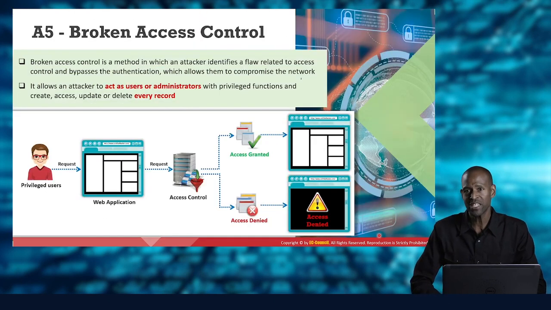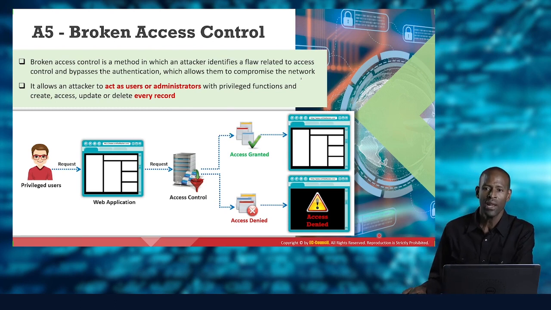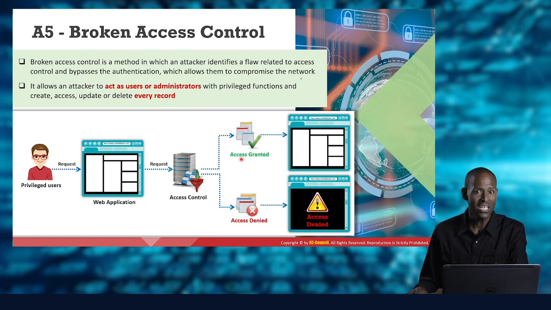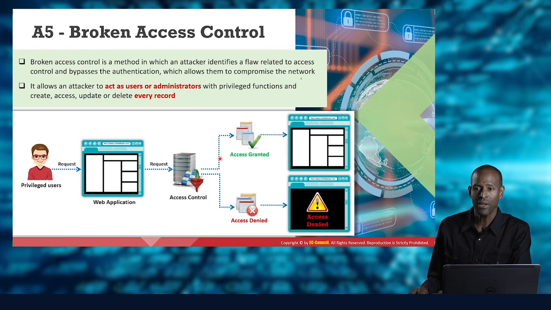The next one we look at is broken access control. Broken access control, what will happen is the attacker will already have identified a flaw in access control that allows them to bypass authentication to compromise the network. And so rather than getting denied, you have no access to this, the attacker will actually get root or administrative privileges, allowing them to create, update, delete, do whatever they want to wreak havoc in that application.